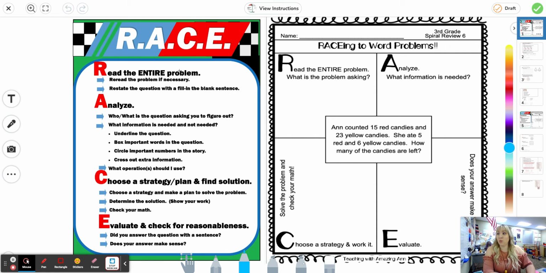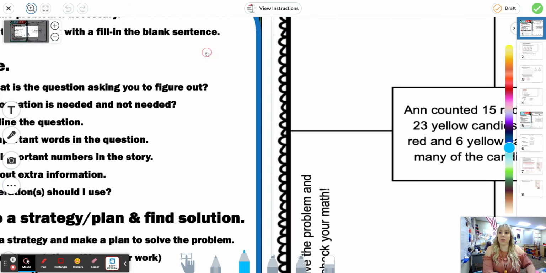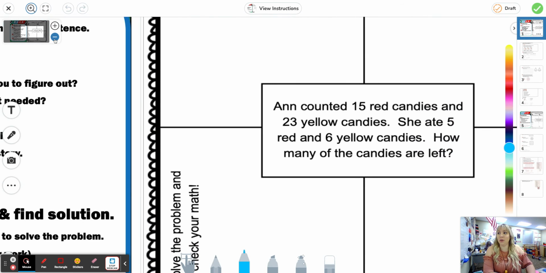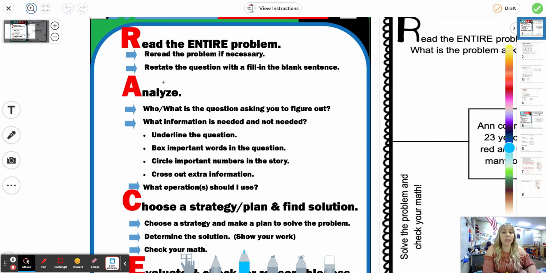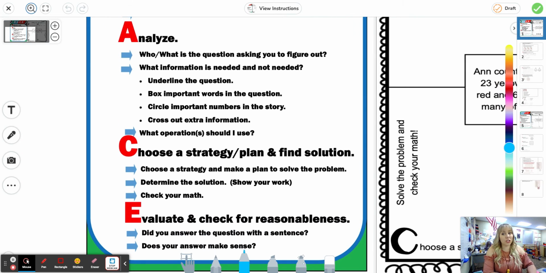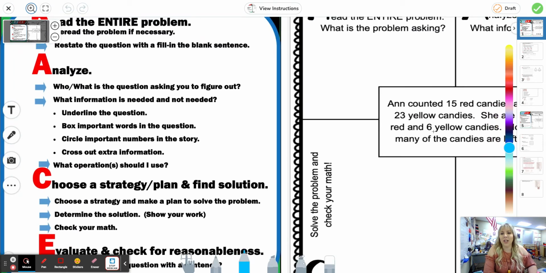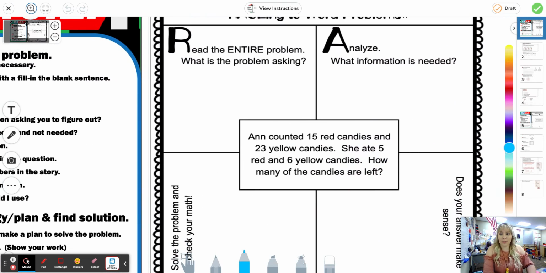So, when you look at page 1, it is a review problem. This is a word problem that you are going to show using the RACE method. RACE stands for read the entire problem, analyze what you're trying to figure out, choose a strategy to find a solution, and evaluate and check for reasonableness. So we're going to practice that with this first problem.